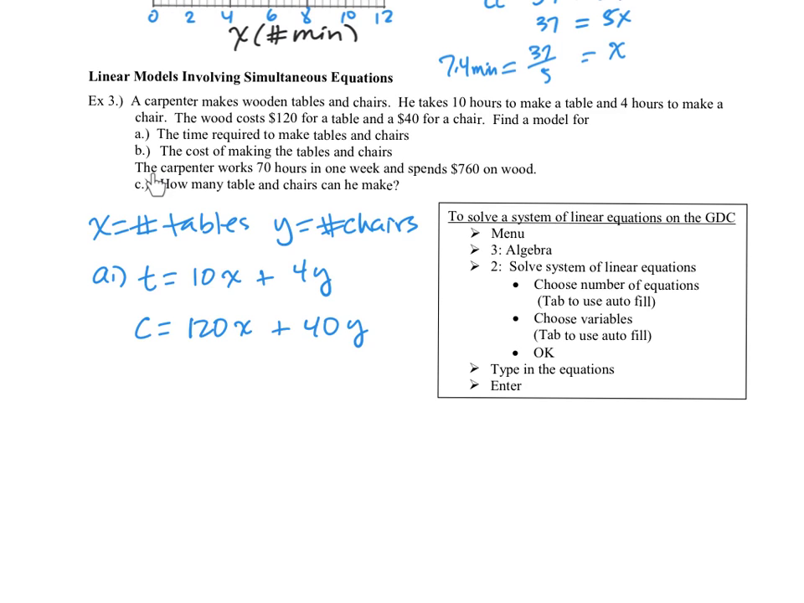Now let's take a look at this next part that says the carpenter works 70 hours in 1 week and spends $760 on wood. So how many tables and how many chairs did he make? So we'll set up the system like this. 10x plus 4y represents the total time, and he spent 70 hours total. And then remember, cost is 120x plus 40y, and that total cost was 760.